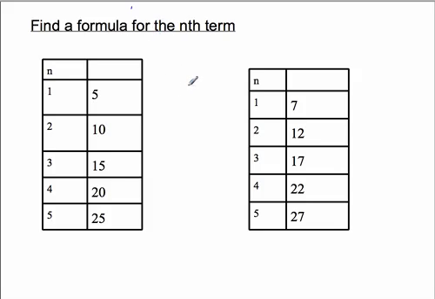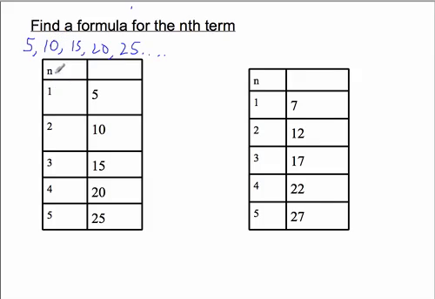Hello, this is Mr. Collier, and today we're looking at some patterns and finding a rule for the nth term of a pattern. So if we look at this pattern here, if we write it out this way, 5, 10, 15, 20, 25, and so on.